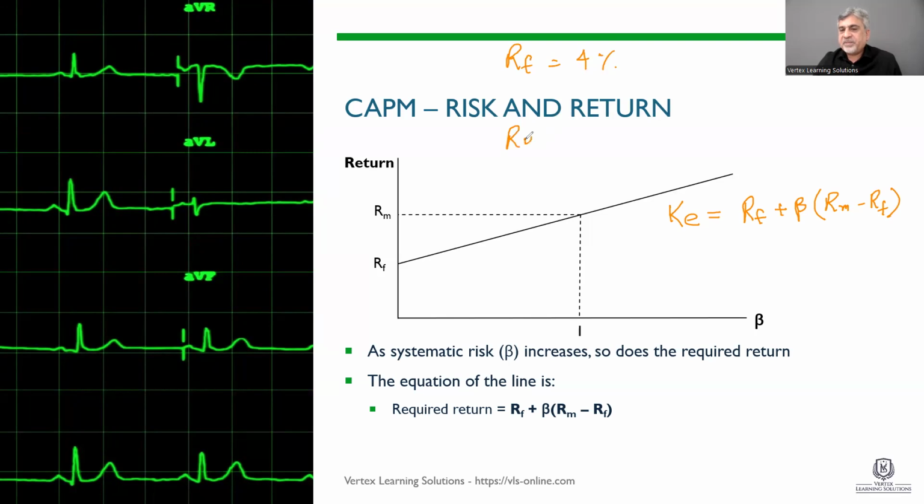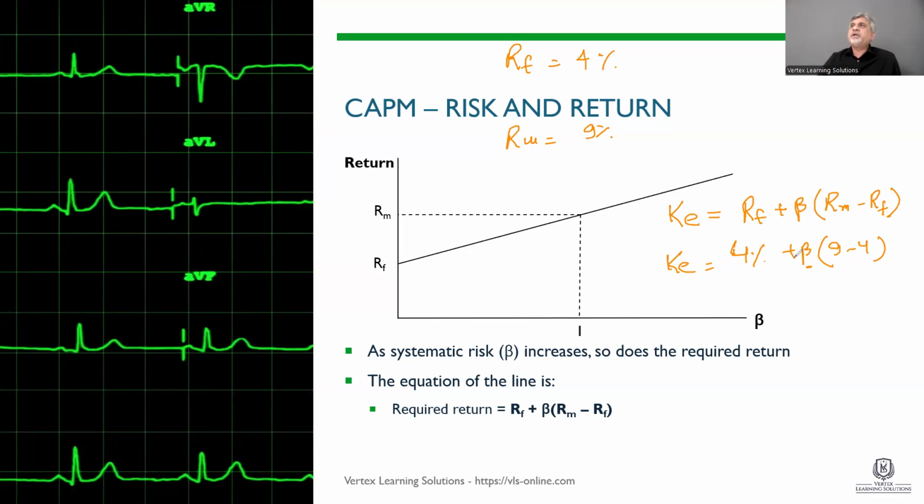RM, which is the average market return, is 9%. So you say, okay, I put 4% here plus beta into RM minus RF, which means 9 minus 4%, which is 5%. So when I put the value of beta here and multiply it, this is the return, or this will be the cost of equity which we need to calculate.